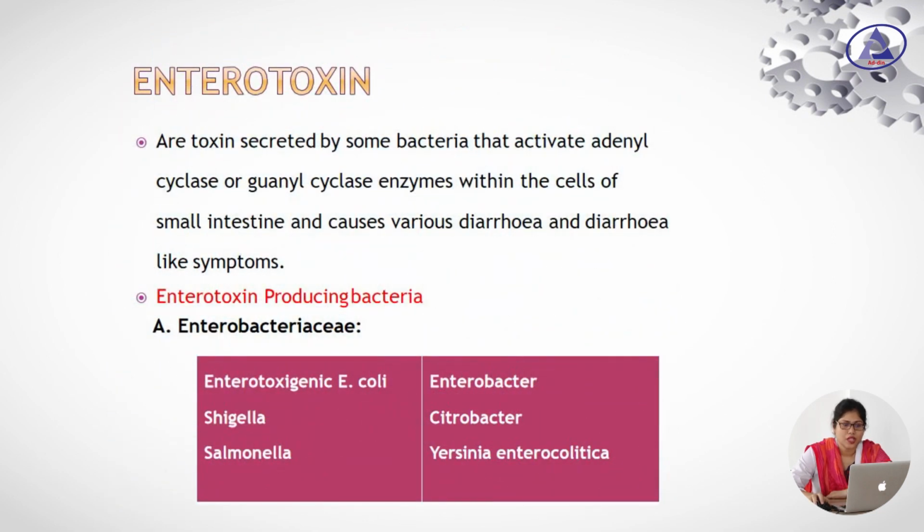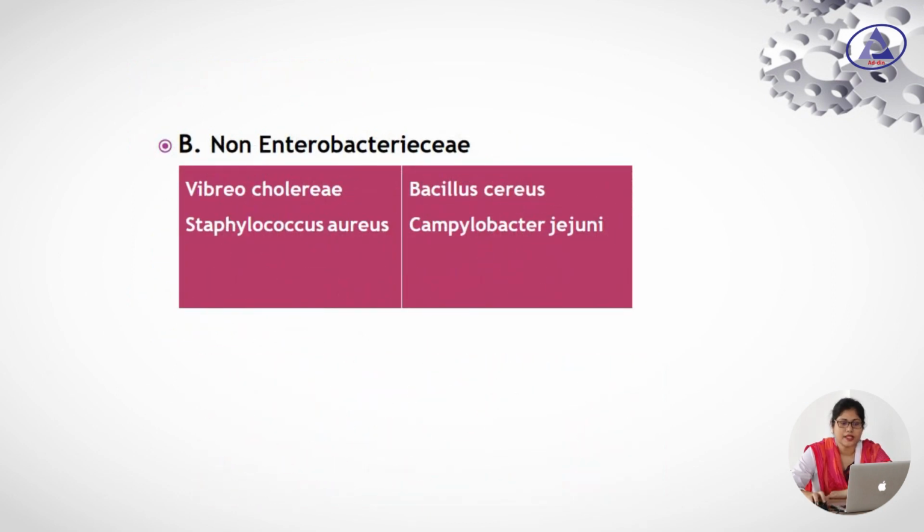Now, enterotoxins are toxins secreted by some bacteria that activate adenyl cyclase or guanyl cyclase enzyme within the cells of the small intestine and cause various diarrhea and diarrhea-like symptoms. There are some examples of enterotoxin. Some Enterobacteriaceae produce enterotoxin, like enterotoxigenic E. coli, Enterobacter, Shigella, Salmonella, Citrobacter and Yersinia. And some non-Enterobacteriaceae which produce enterotoxin: Vibrio cholerae, Staphylococcus aureus, Bacillus cereus and Campylobacter jejuni.